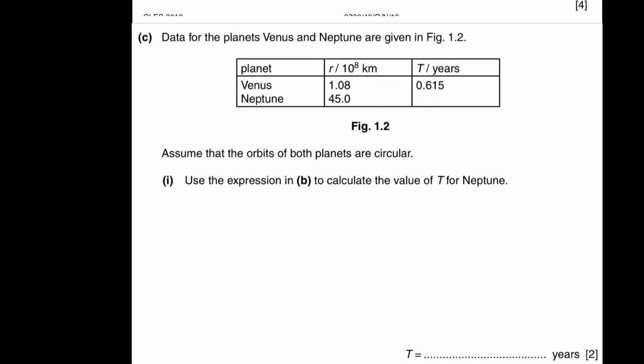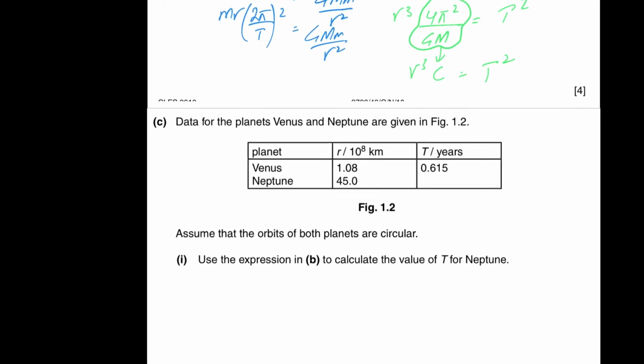The time period for Neptune here is missing. The question says, assume that the orbits of both planets are circular. Use the expression in B to calculate the value of T for Neptune. Now you can use this expression T squared is equal to C r cubed in multiple ways.